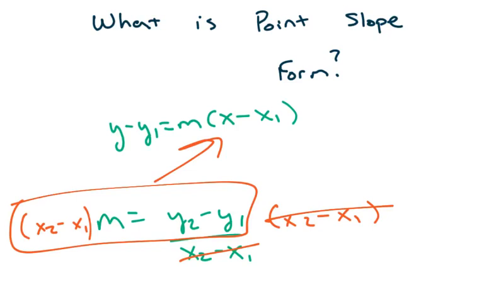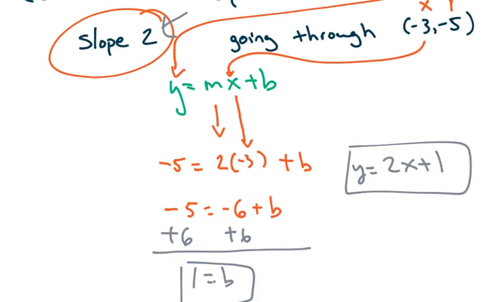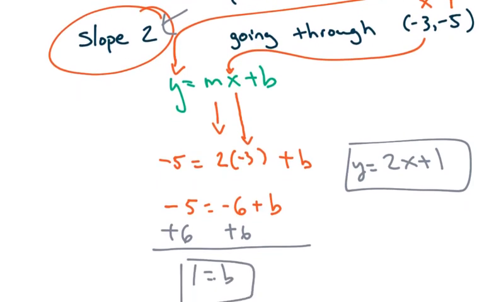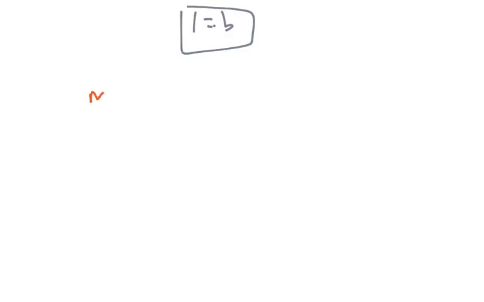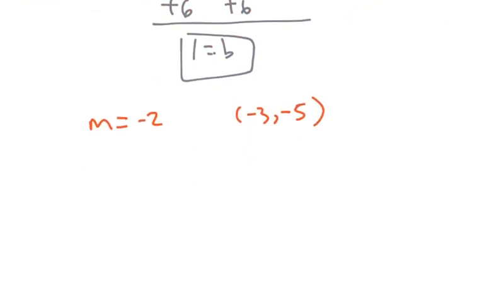So why am I talking about point-slope form? Well, on the previous questions, I solved using y equals mx plus b, but we can actually do this using point-slope form. So for example, if the slope is 2 and it goes through -3, -5, what I can do, make sure I wrote that right, yep, is if I use y minus y1 equals m times x minus x1, I can simply substitute in the values.